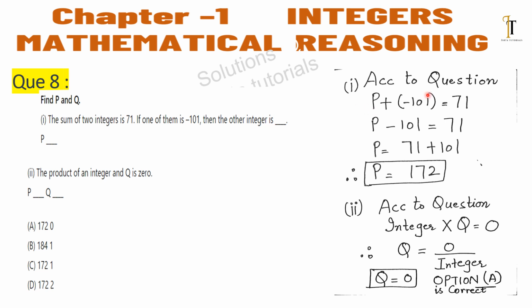In the first part, according to the question, we have made the equation P plus the other integer, the sum is 71. On calculation, we got P is equal to 172. Now, the next step is to check the options: A, C and D are the considerable options, but B we can eliminate. Now, let's find the value of Q with the equation. Integer into Q is equal to 0. On calculating, we found that Q is equal to 0. Now, it matches with option A. So, option A will be the correct answer.